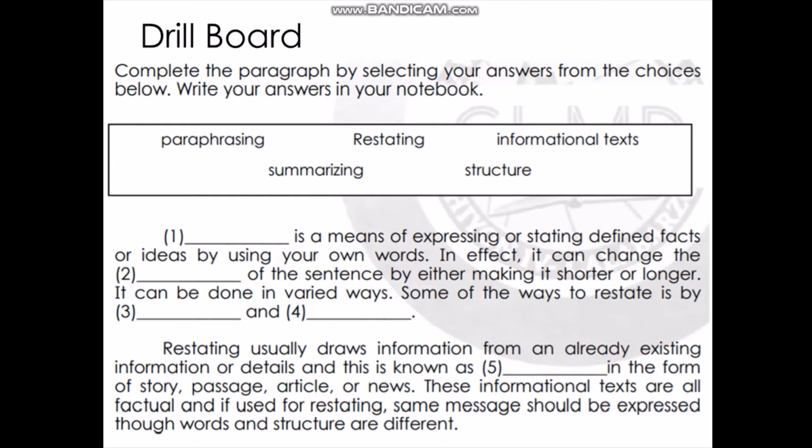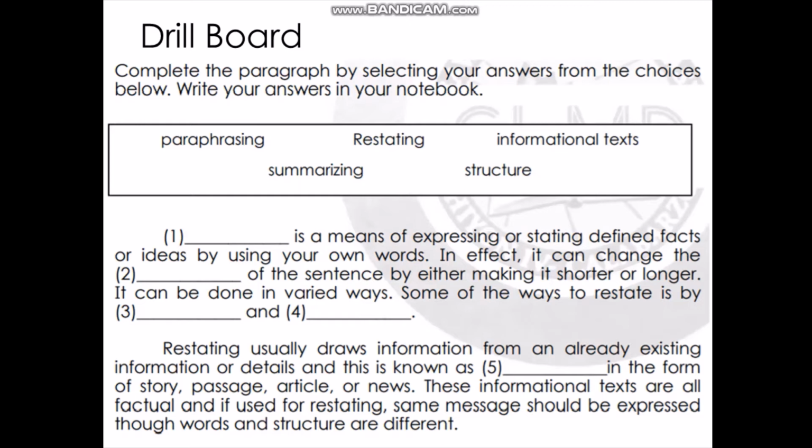So for number 1, blank is a means of expressing or stating defined facts or ideas by using your own words. In effect, it can change the number 2 of the sentence by either making it shorter or longer. It can be done in varied ways. So some of the ways to restate is by number 3 and 4. What are the 2 ways of restating?